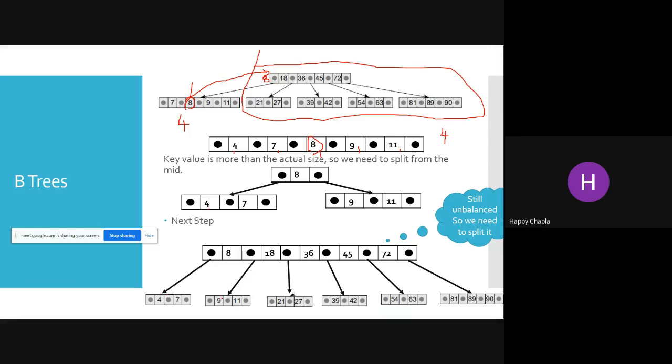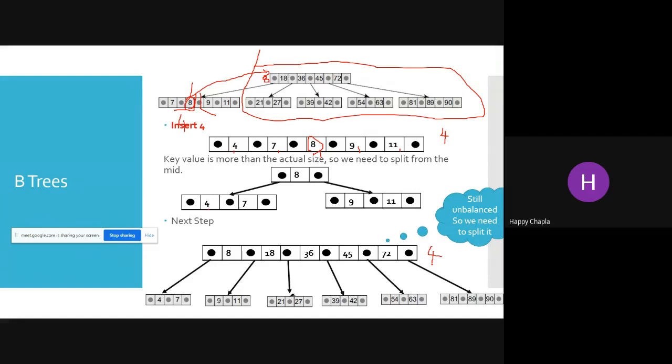Clear? 4, 7, 9, 11, because we are splitting it. So now this will divide it into 2 portions, first and second. Clear? Okay, but it's still unbalanced. So we need to split our parent node also, because this is 8, 18, 36, 45, and 72. This is not correct, because this can only store 4 elements.